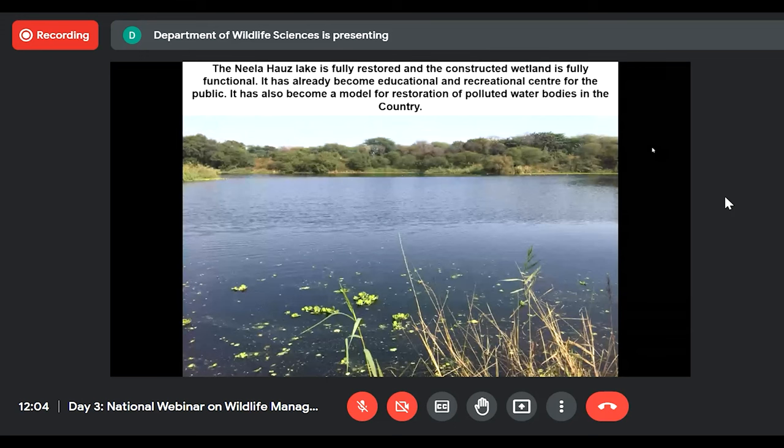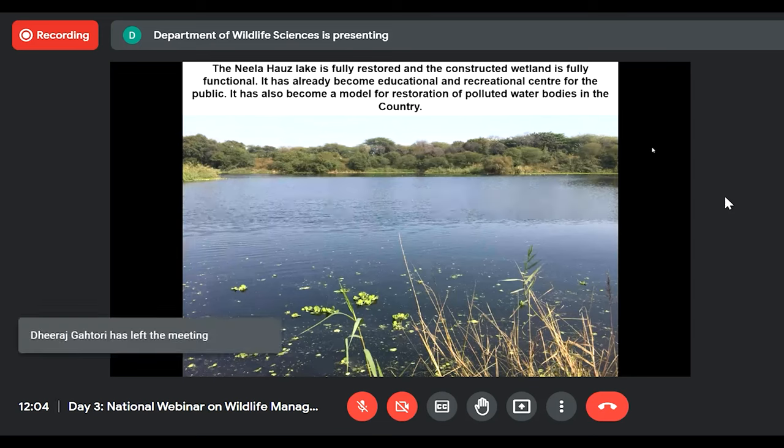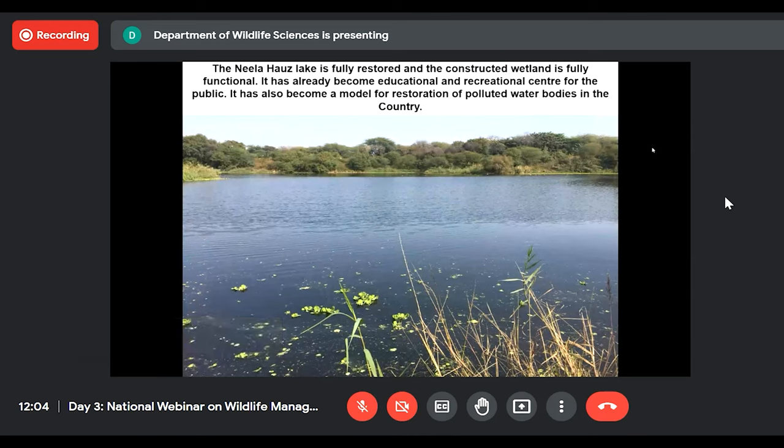So NGT has adopted this model, and they have come out with a guidebook to develop small sewage water bodies, using this kind of mode of treatment, into biodiversity parks and treat the sewage water.